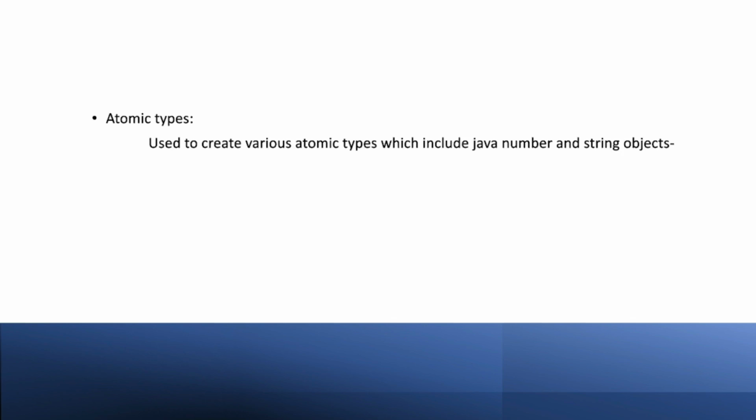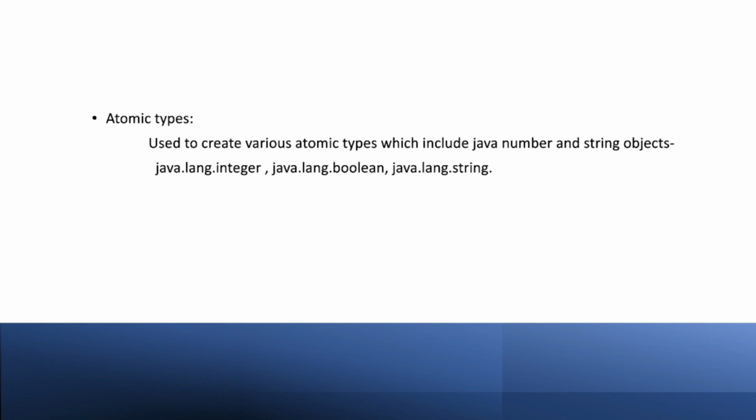So first today we will discuss how many types of data we are using in data modeling. First, there are atomic types. It is used to create various atomic types, which include Java numbers and string objects. Atomic types in Hybris are basically nothing but the data types which we are using in Java. The same data types we will use in Hybris as well, so those data types are called atomic types.